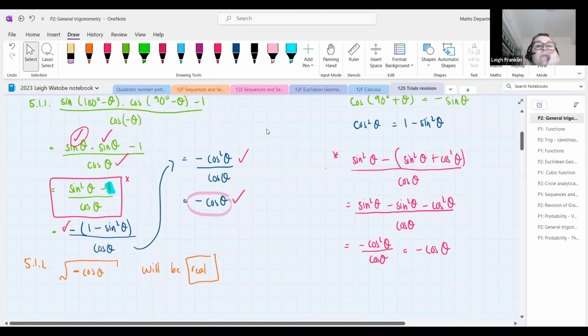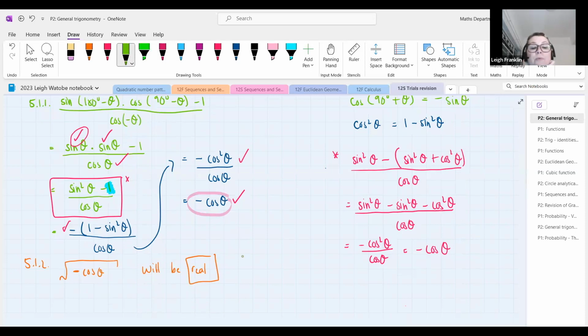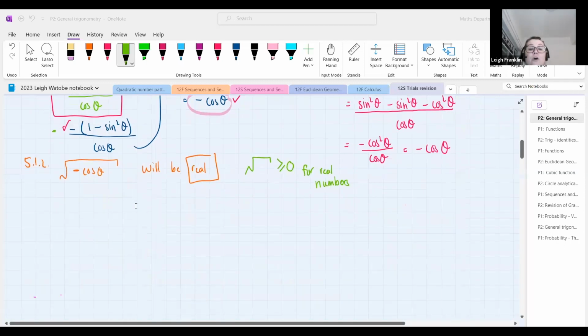What's the condition for something inside a square root for things to be real? Anything that is inside a square root has to be? Absolutely. So it's allowed to be 0, but it's got to be greater than or equal to 0. Okay, so for real numbers. Now, what is not obvious to us here is that they are linking this question to our knowledge and understanding of the cos graph.